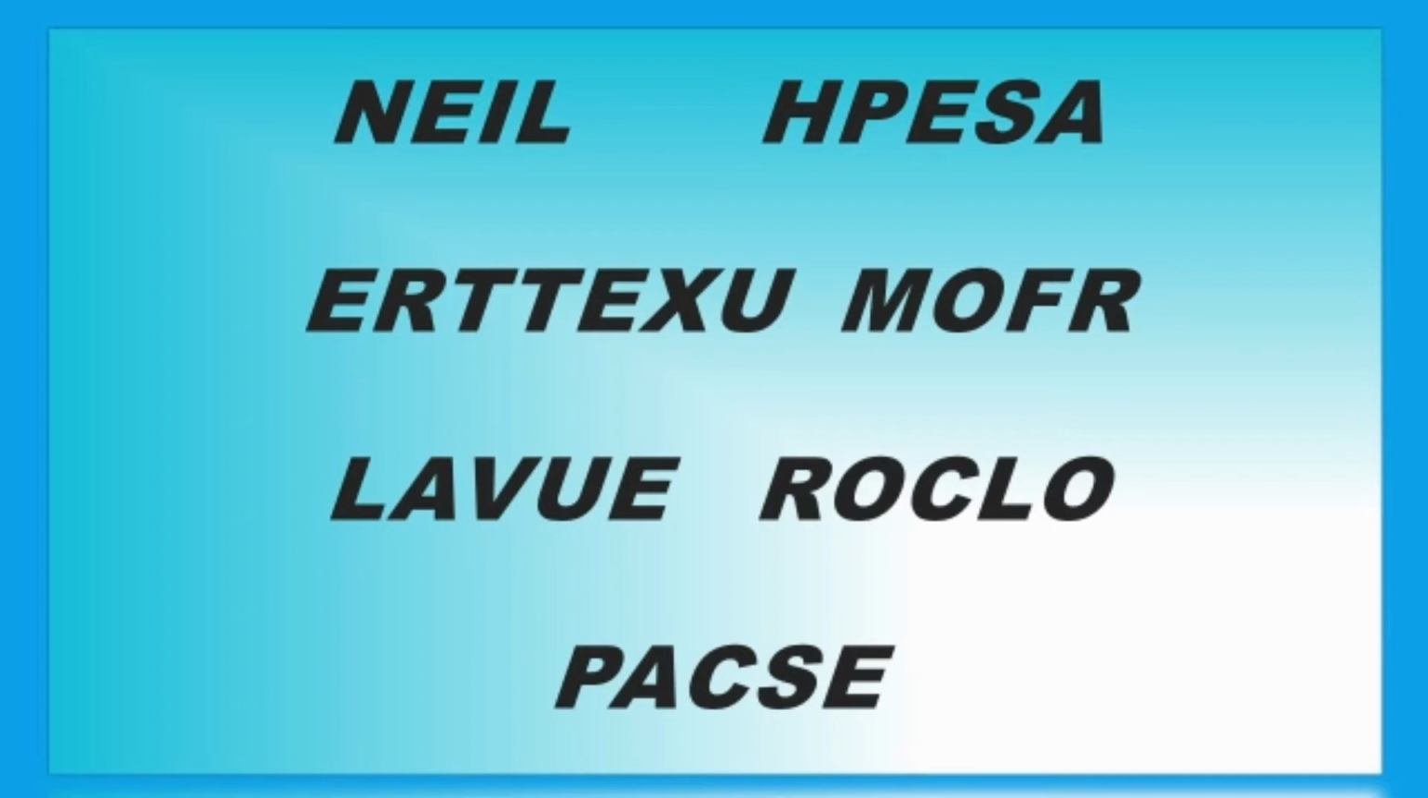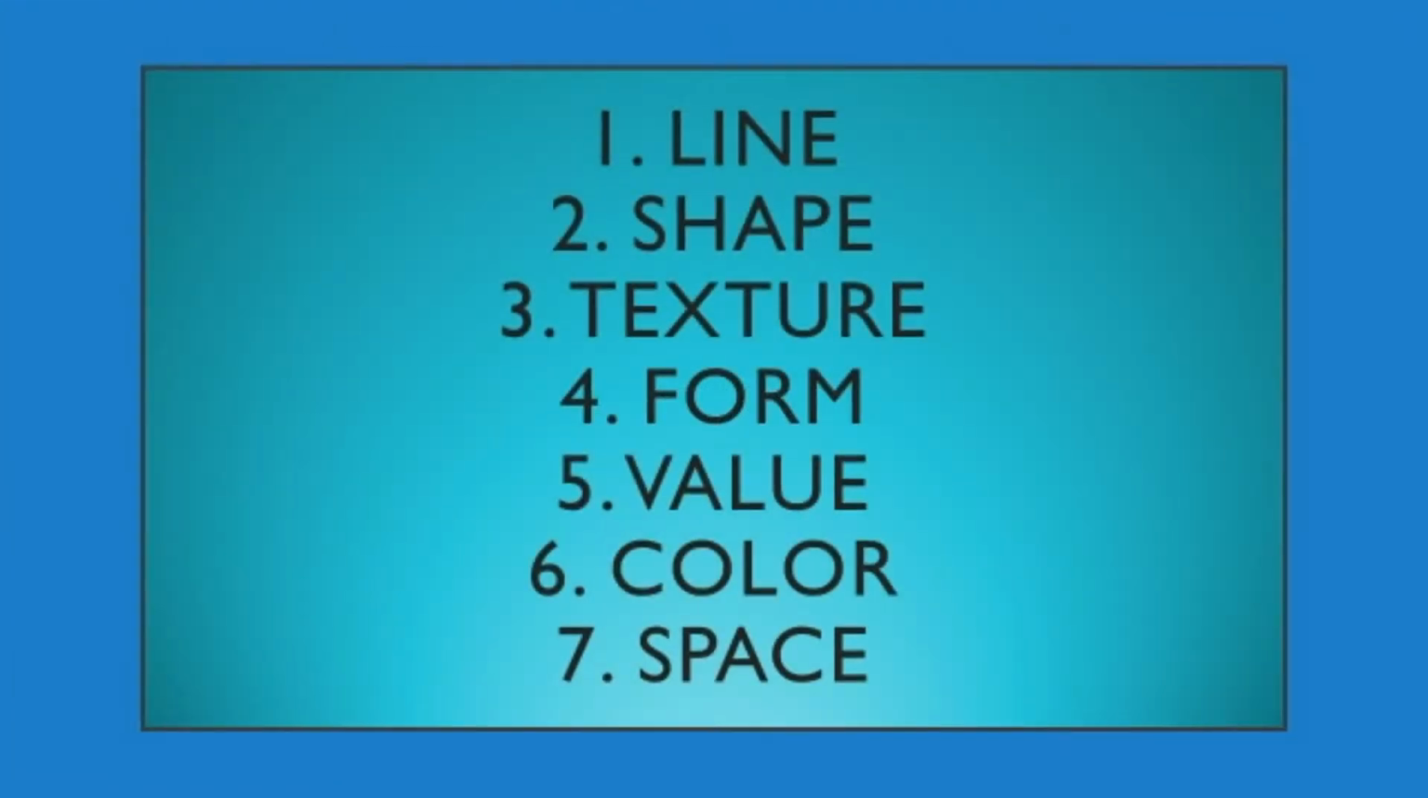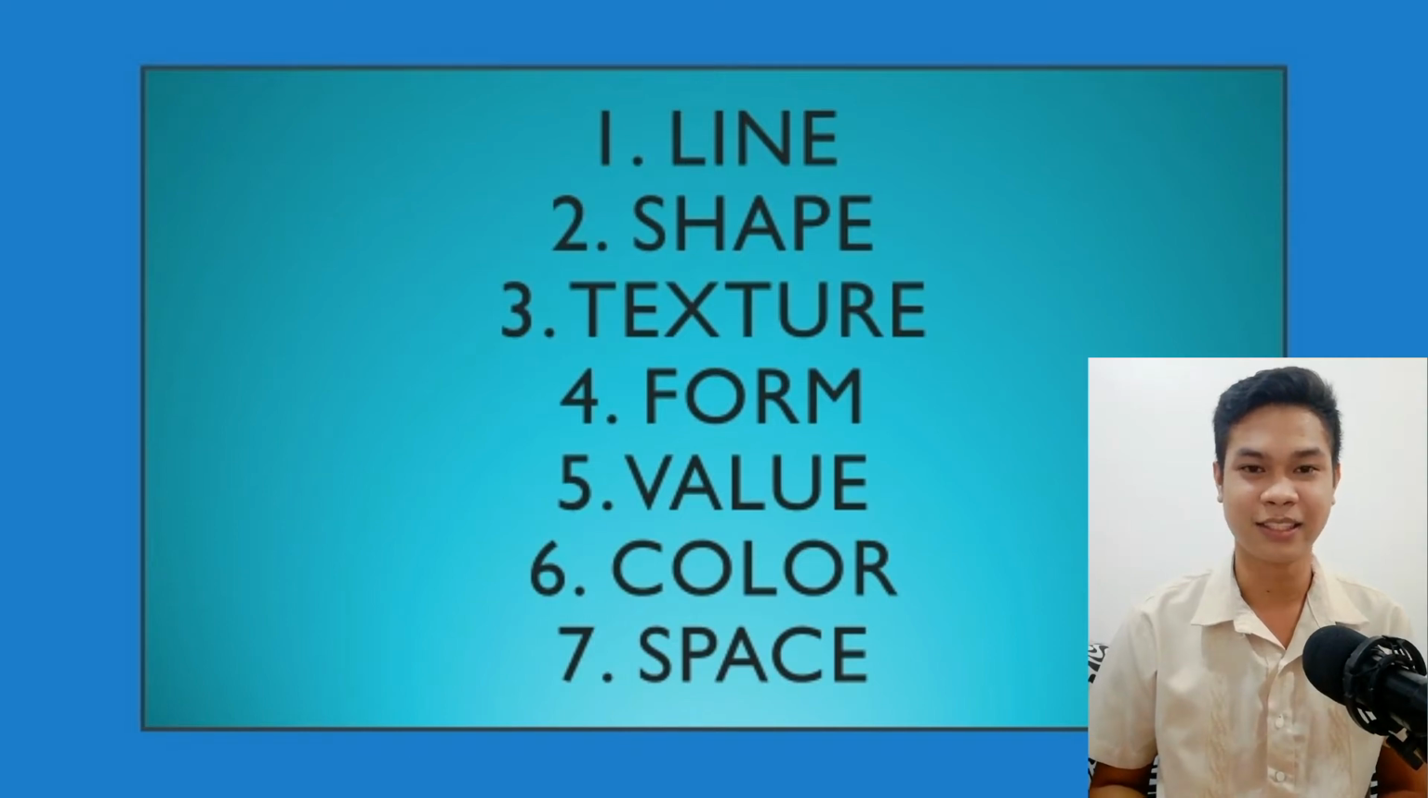Number 5. Deals with the lightness or darkness of a color. Number 6. Present when light strikes an object and it is reflected back into the eye, a reaction to a hue arising in the optic nerve. Number 7. The area within, around, above, or below an object or objects. Let us check your answers.